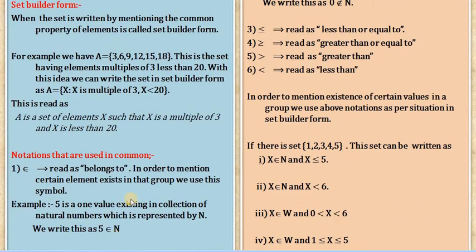Now usually in sets we use some notations while writing sets. Now let us see those notations. The first one is similar to E. This is read as belongs to. In order to mention certain elements existing in that group, we use this symbol. Suppose 5 is a value existing in natural numbers. So we write this as 5 belongs to N. So this symbol represents belongs to. Okay, 5 belongs to N.